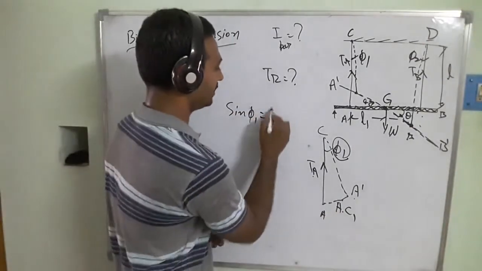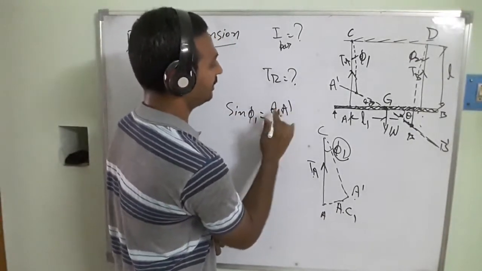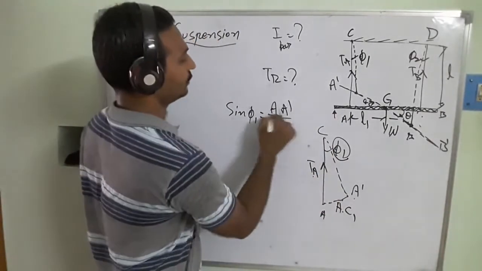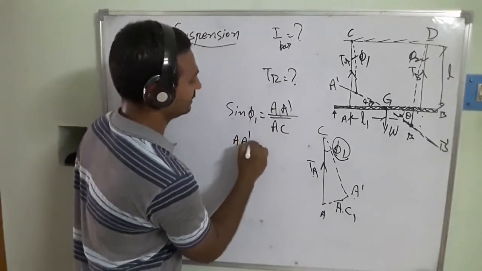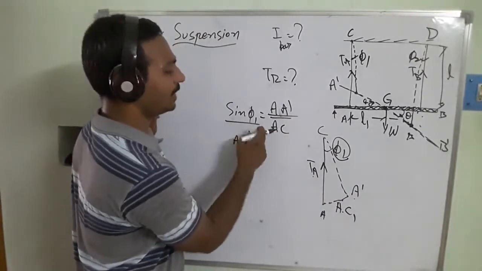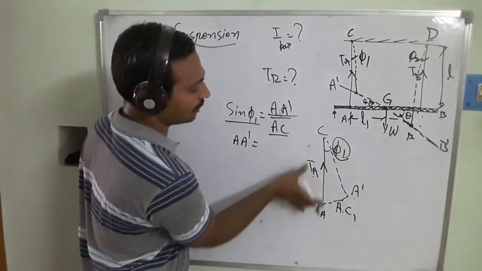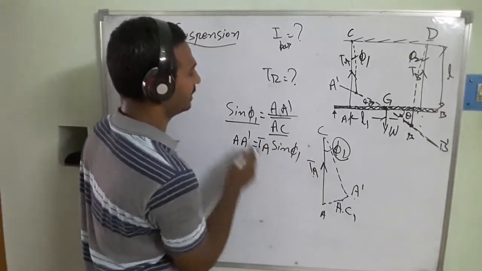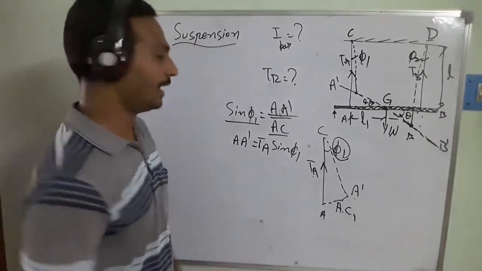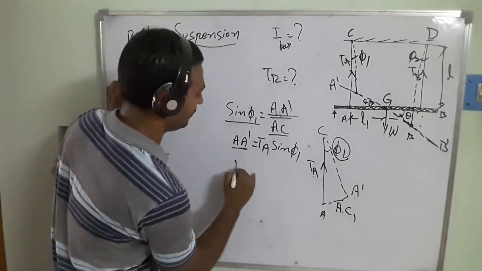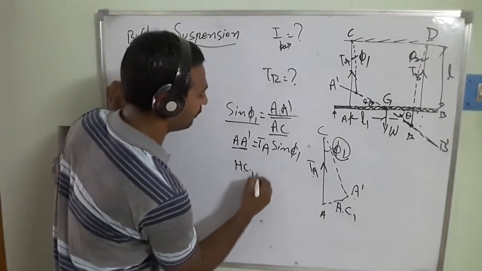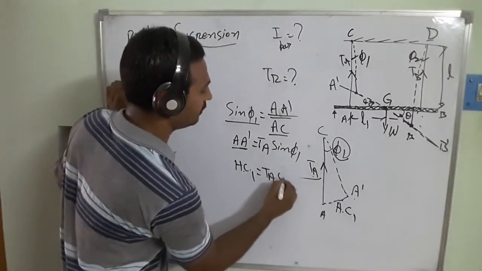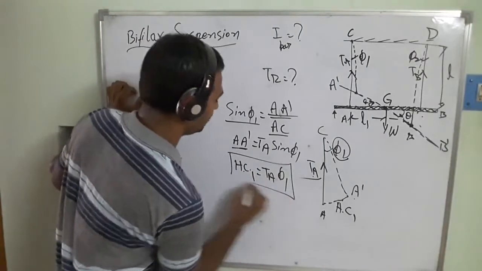Opposite side is going to be AA dash, right? That means A dash divided by the hypotenuse, that's going to be AC. So A dash is equal to sin phi 1 times AC, where AC is equal to TA. So, assuming that sin phi 1 is a very small value, this is going to be the horizontal component for this TA. That is equal to TA into phi 1. So we got this.